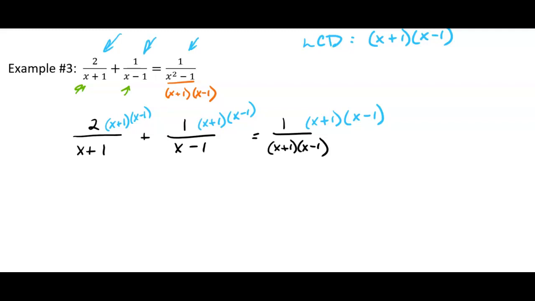All right. Hopefully it's making some sense. We'll keep doing them. x plus 1, those are out. x minus 1s, those are out. x plus 1 is out. x minus 1 is out. Okay, so what do you have left?